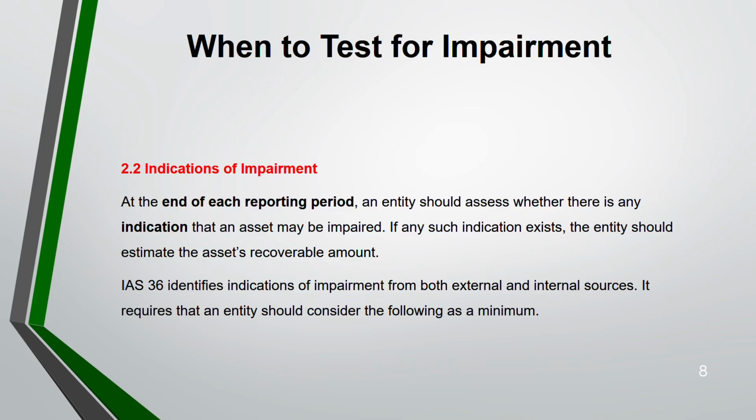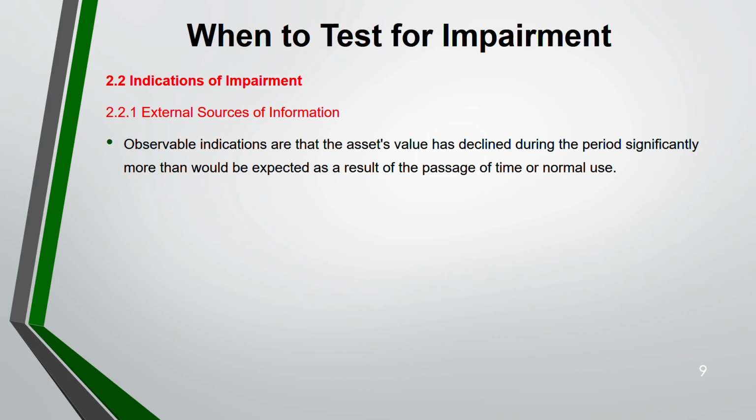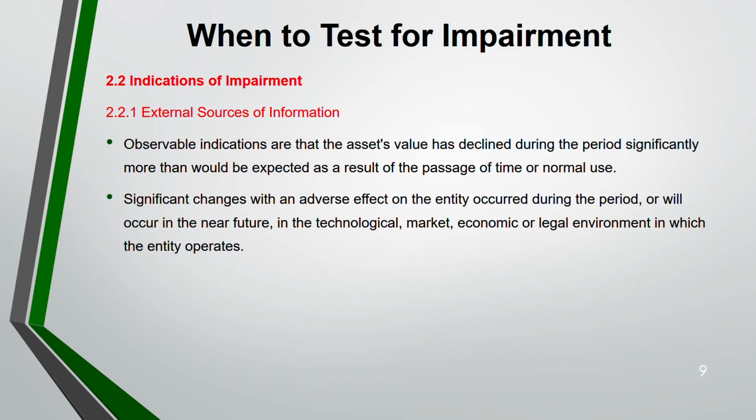We'll go through both of these. Now, first is external sources of indicators. External means outside your entity, something beyond your control, which you can't control. So you have observable indications that the asset value has declined during the period, significantly more than you would have expected as a result of the passage of time or normal use. Next, there are significant changes with an adverse effect on the entity that occurred during the period or will occur in the near future because of the technological, market, economic, or legal environment in which the entity operates.